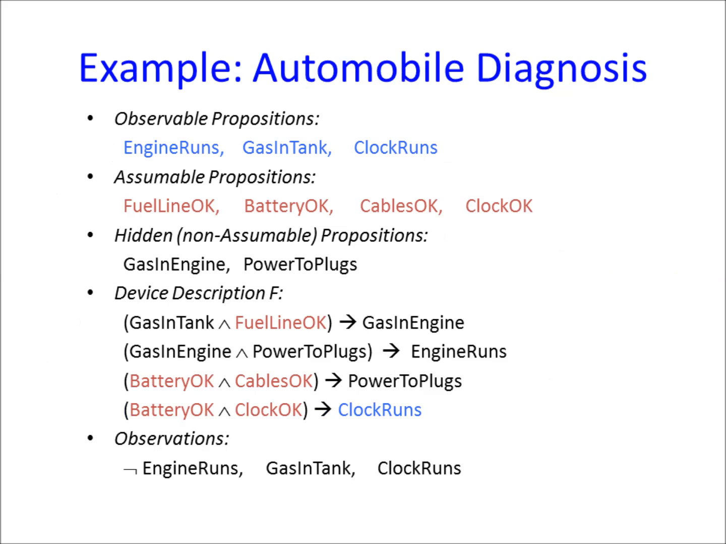So here's the example. I can observe that the engine runs, there is gas in the tank, and the clock runs. These are the things that I can observe. What I cannot observe is whether the fuel line is okay, the battery is okay, the cables are okay, and the clock is okay.